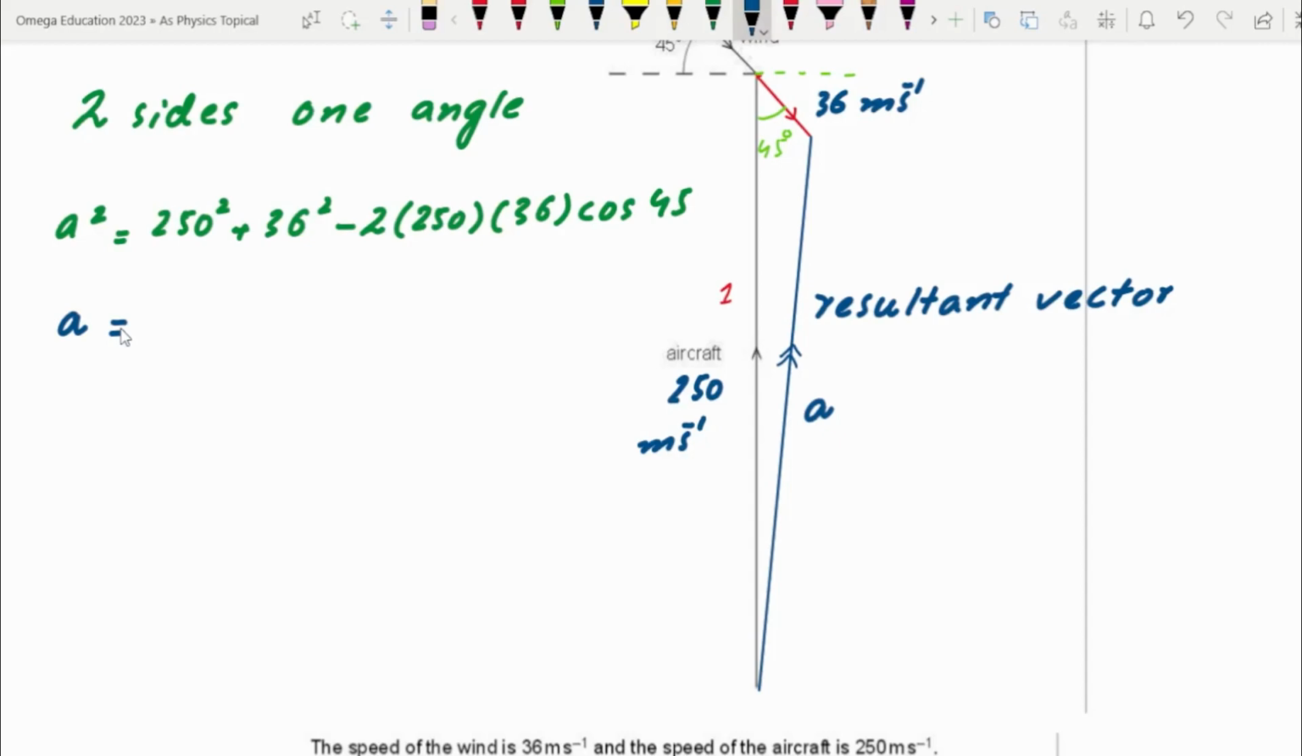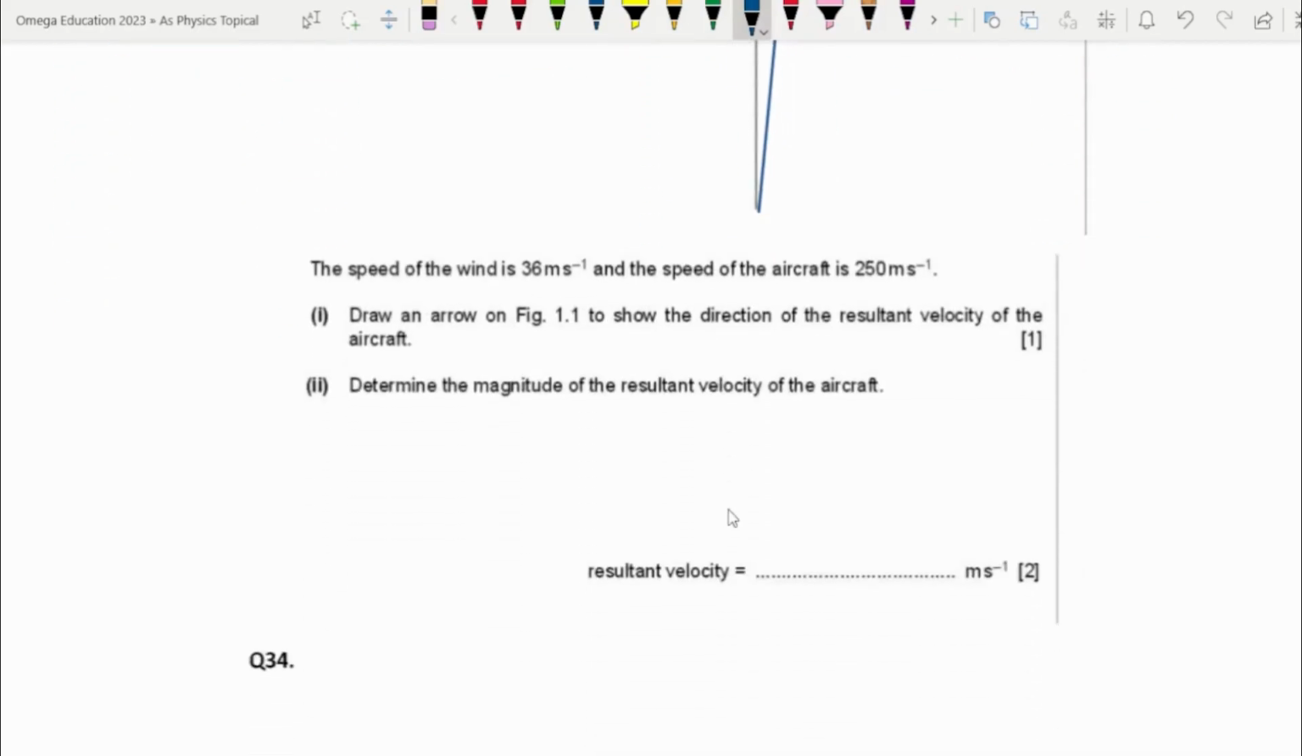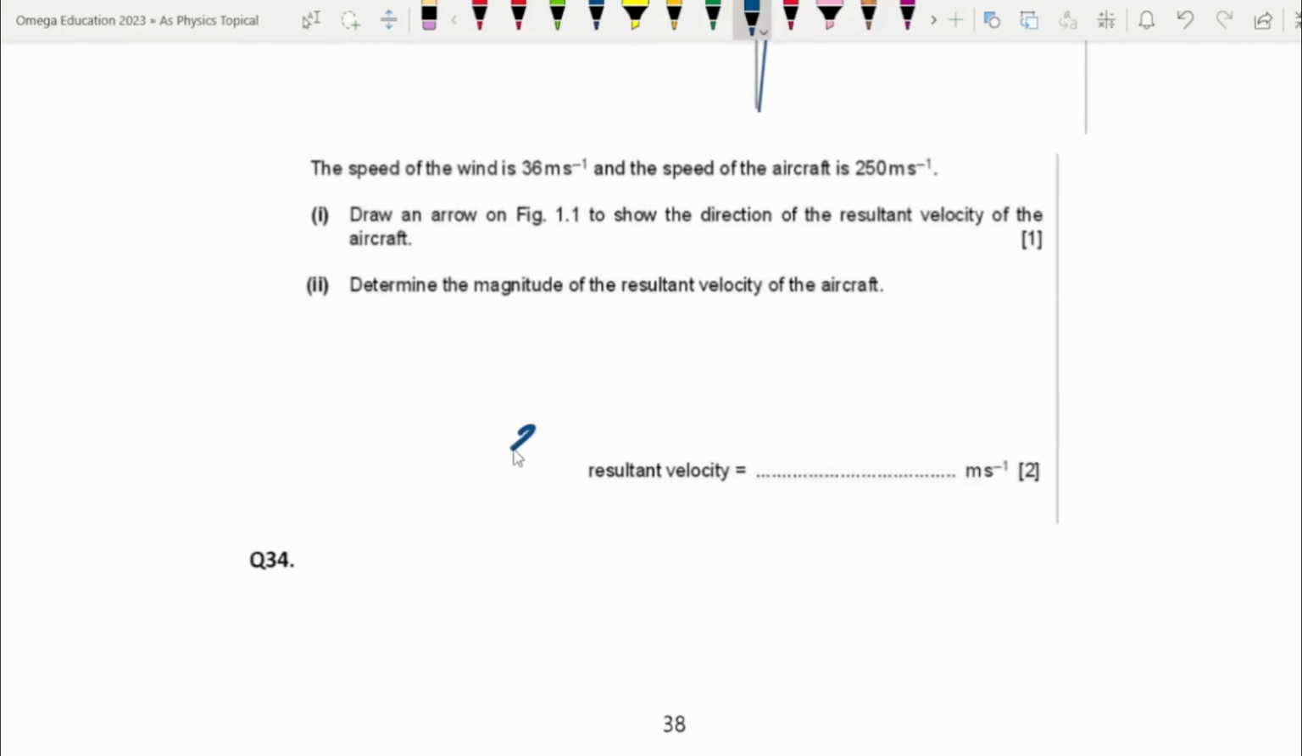Cos 45. So we got 225.9 in 1SF. In 2SF, I'm going to write it as 226. In 3SF, sorry, in 3SF, we can round it off to 226 meter per second. So this is the magnitude of the resultant vector, 226 meter per second.